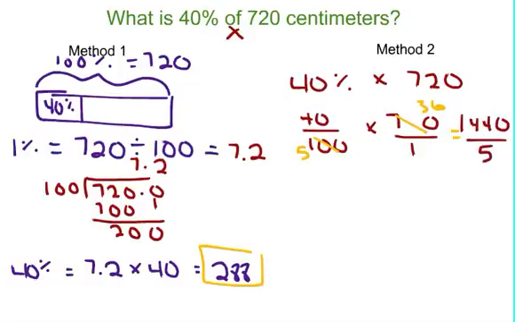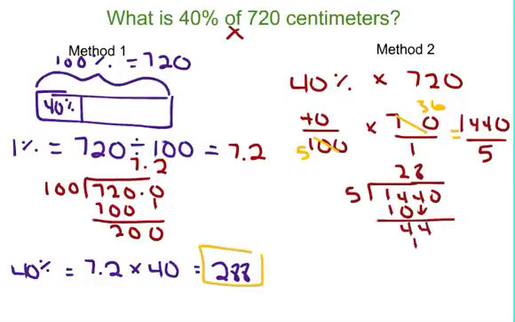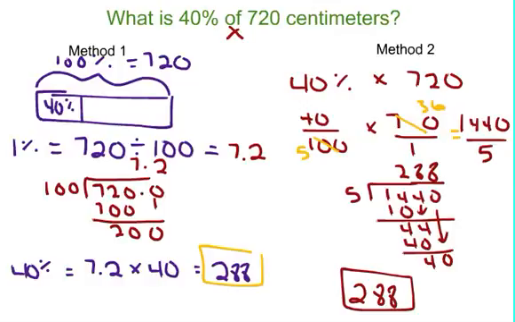When you divide 1,440 by 5, 5 goes into 14 2 times. Bring down the 4. 5 goes into 44 8 times, which would equal 40. Bring down the 0. 5 goes into 40 8 times. So our answer would again be 288 centimeters.